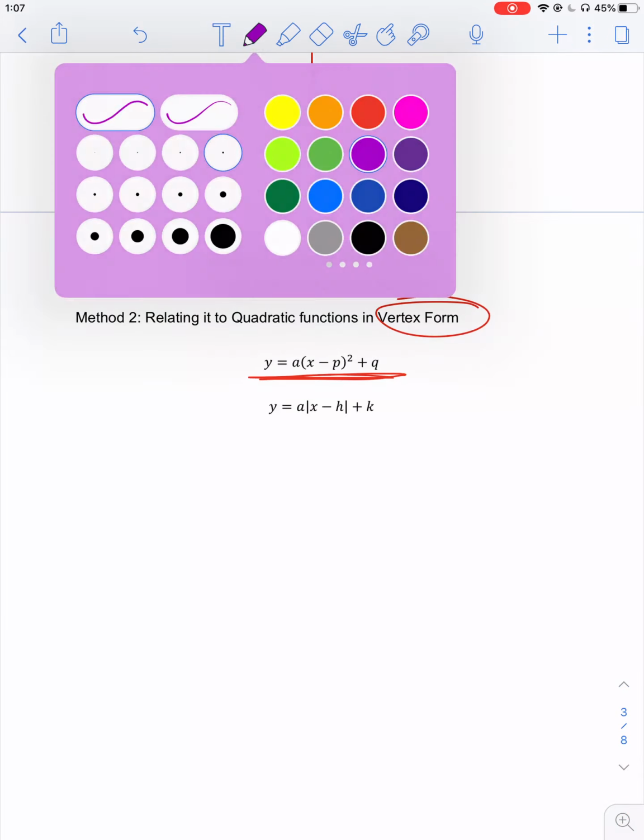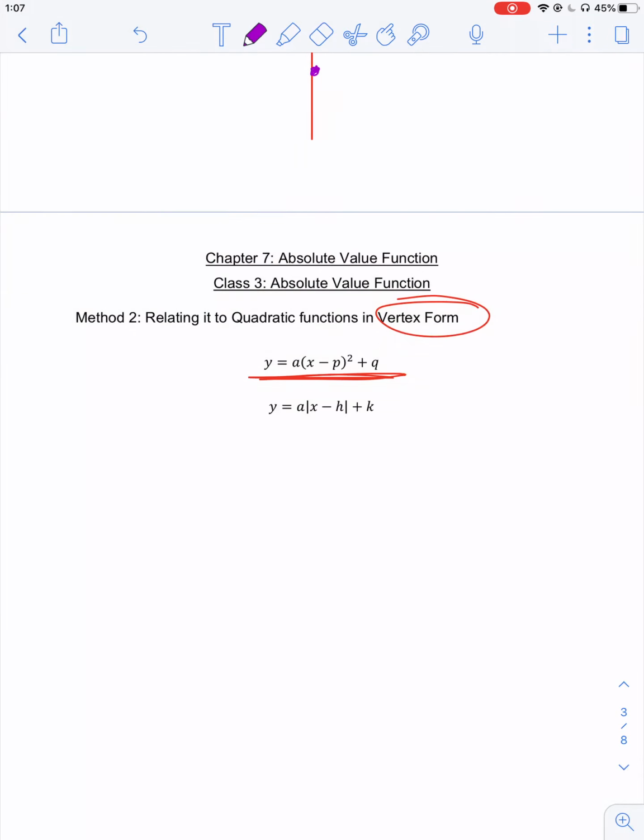And I want you to compare that to the absolute value function. Very similar, right? Your a is on the outside. Instead of p and q, I'm going to use h and k, and I think I mentioned this in class. I don't know why the textbook here in Alberta uses p and q for the vertex of the quadratic function. h and k is more consistent with the other functions, okay?